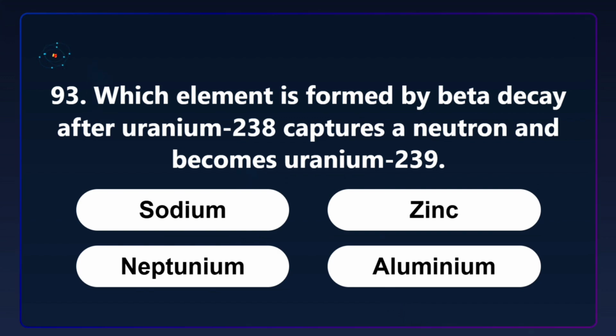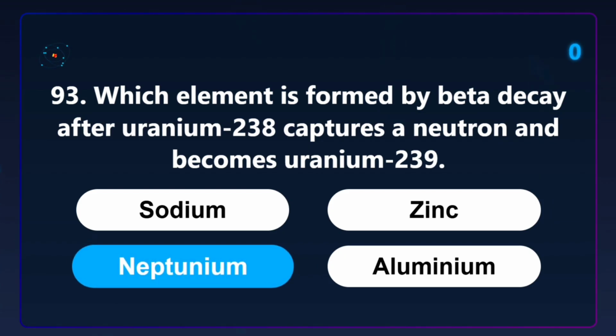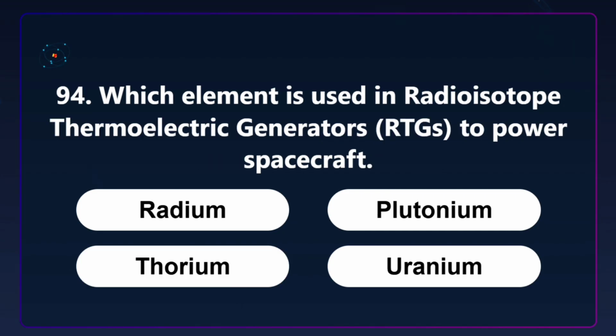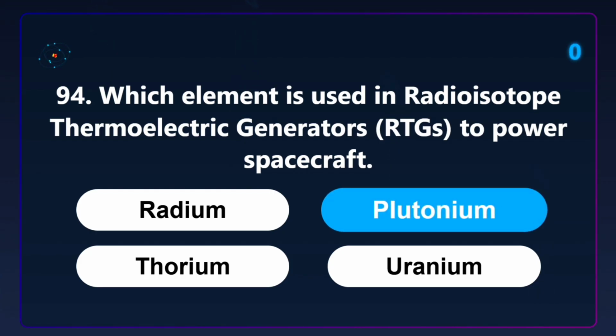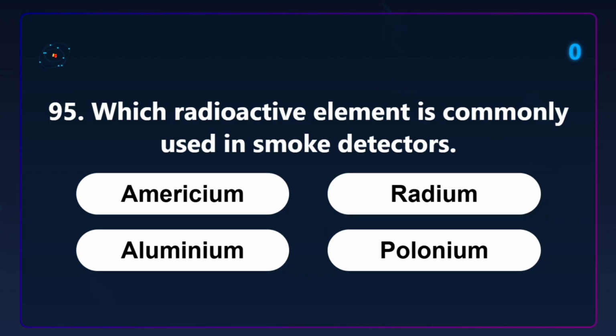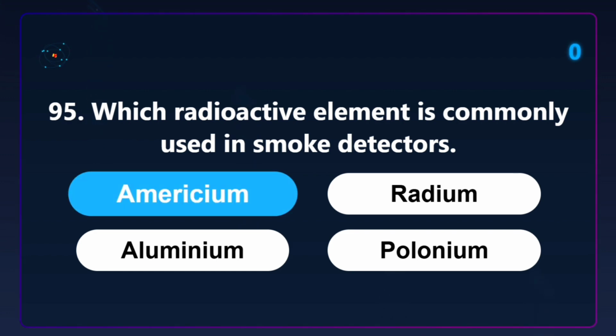Question 93. Which element is formed by beta decay after uranium-238 captures a neutron and becomes uranium-239? The answer is neptunium. Question 94. Which element is used in radioisotope thermoelectric generators, RTGs, to power spacecraft? The answer is plutonium. Question 95. Which radioactive element is commonly used in smoke detectors? The answer is americium.